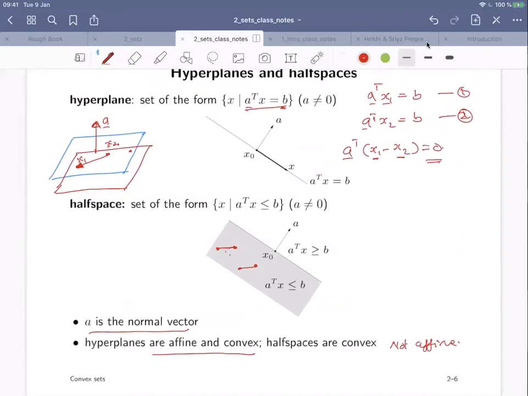But is this affine? No, because if you take these two points, we have to check that the entire line passing through those points lies within this half space. No, right? Because if you consider the line, it is like this. So this part of the line is not within the half space. So that is not affine.